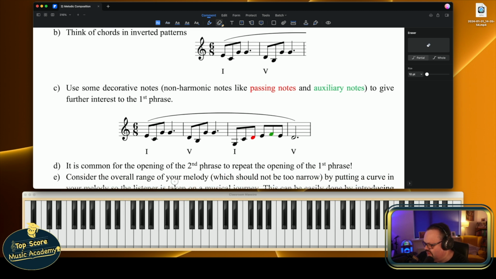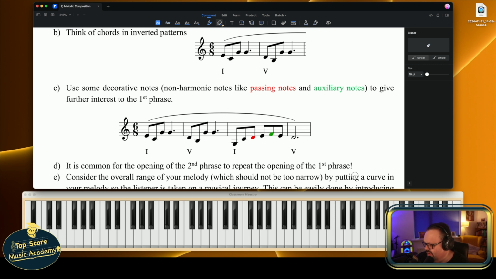Consider the overall range of your melody. It should not be too narrow. You don't want it just within the span of a perfect fifth, and even an octave may be considered a little bit restrictive. So usually a good idea is to make sure that over those 8 bars, the lowest note and the highest note of your melody are more than an octave apart, just to give it a bit of range.